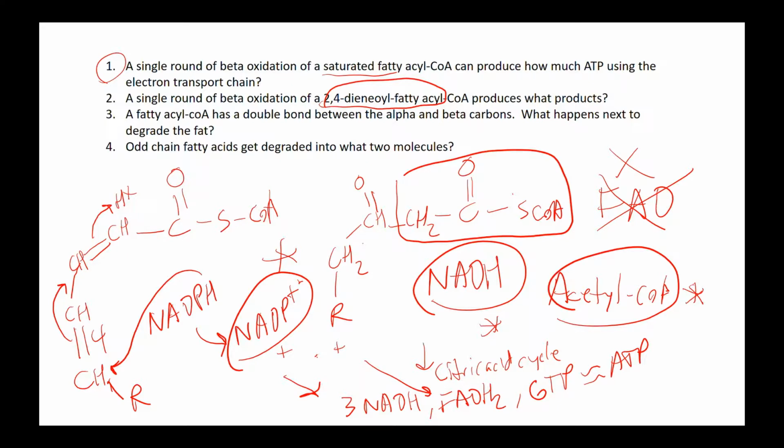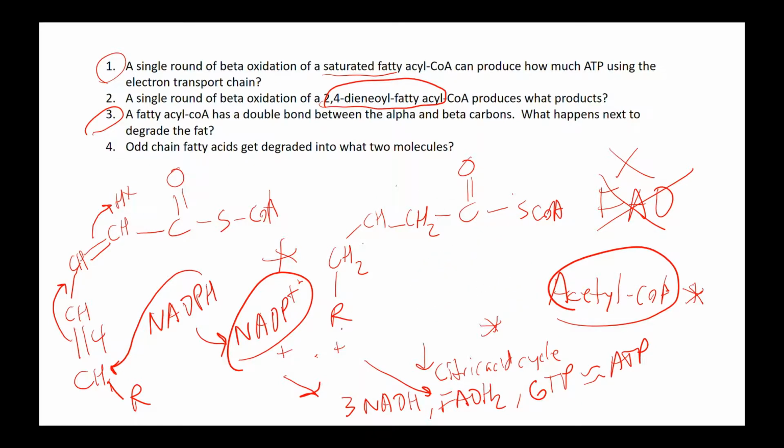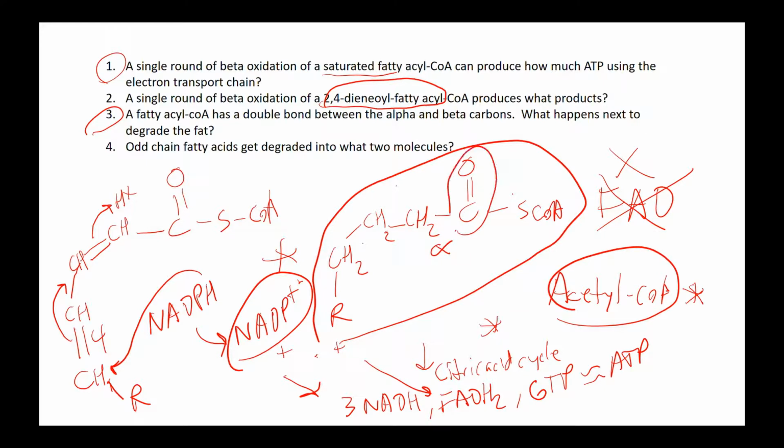All right, number 3. A fatty acyl-CoA has a double bond between the alpha and beta carbons. What happens next to degrade the fat? All right, so here's our fatty acid. We'll start with this structure here. Now we also have to know the names of the carbons here. So the alpha carbon is going to be the one that is right next to the carbonyl. Right, so that would be the alpha carbon.